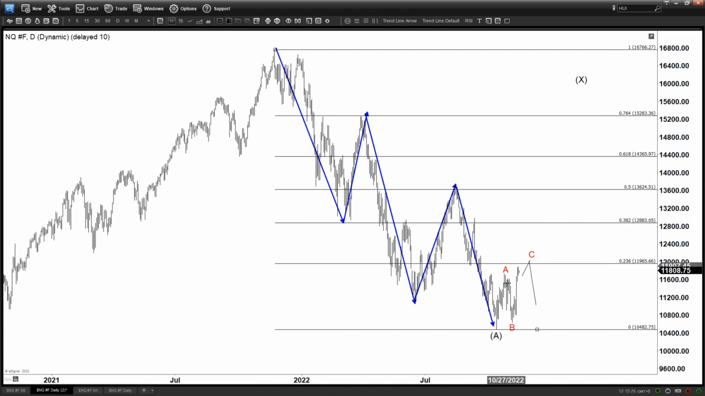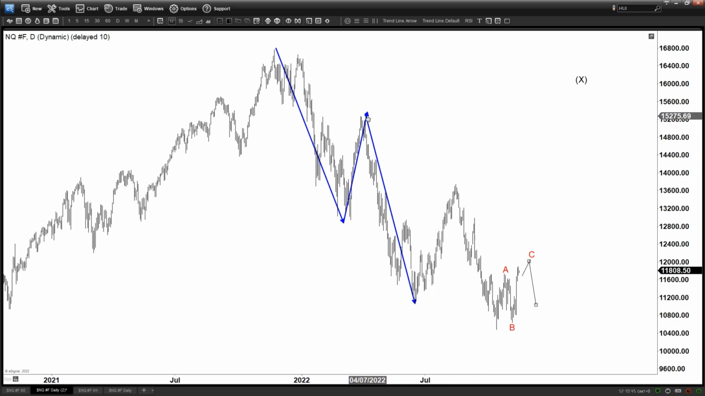So a simple 3-wave rally like this is going to be too shallow to correct this entire decline. If this is ending as a diagonal, then technically this rally has more space to go, right? But how do we know which one is more likely than the others? Well, both are possible, but one way we can get a clue is simply to try to find the bearish channel.